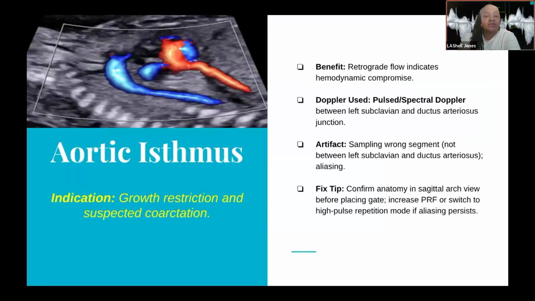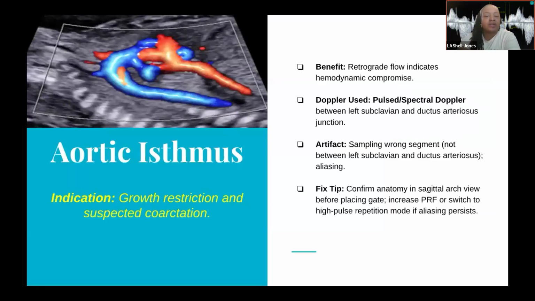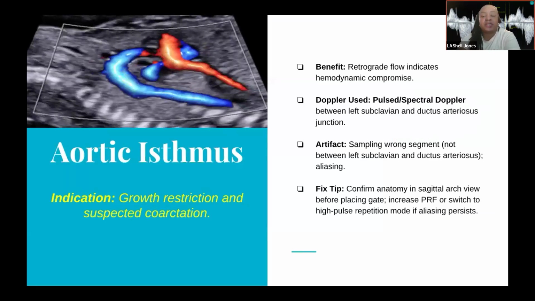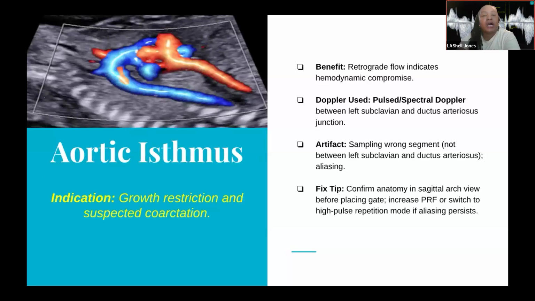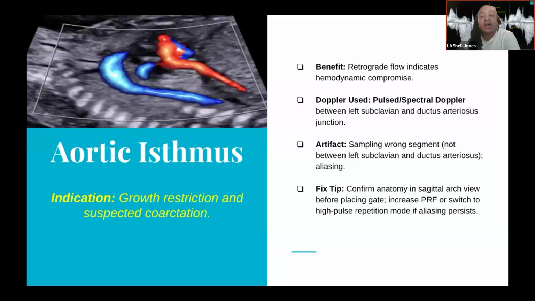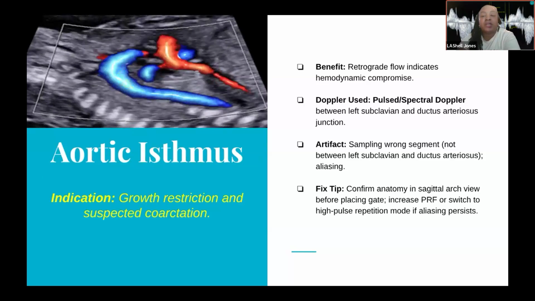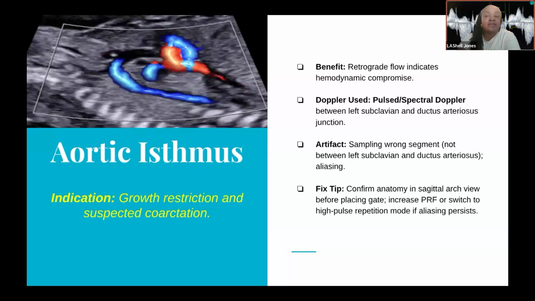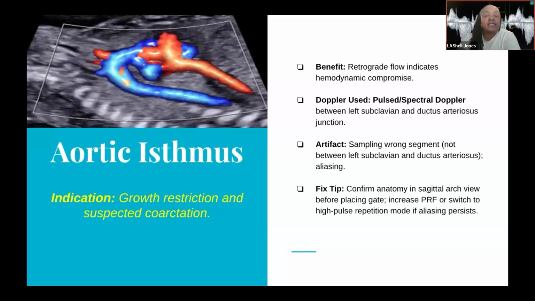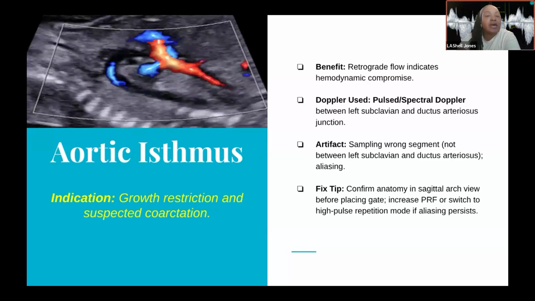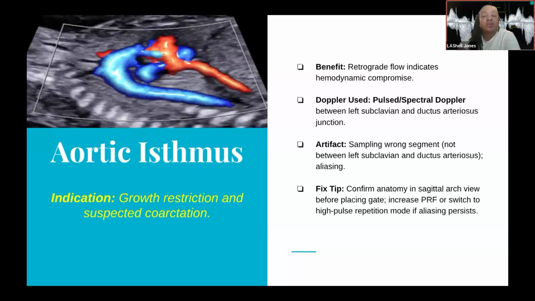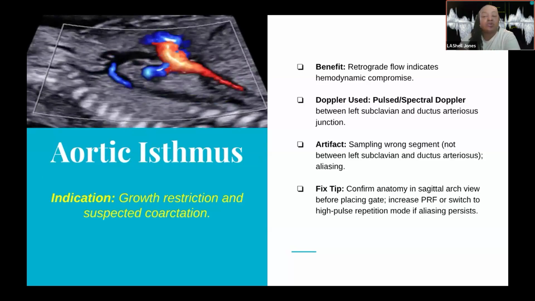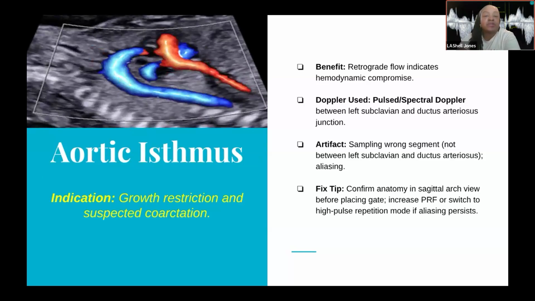All right, we're getting down. So aortic isthmus is one of our last ones. With aortic isthmus, this one in particular is especially helpful in growth restriction or suspected coarctation. The artifact in this particular one will be sampling in the wrong segment, which is not between the left subclavian and ductus arteriosus, or aliasing. Fix the tip, confirm your anatomy. Make sure you're in the right place before placing the gate. Increase your PRF to get rid of the aliasing and switch the PRF mode if the aliasing persists.